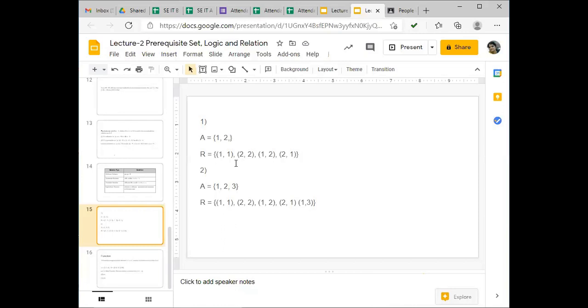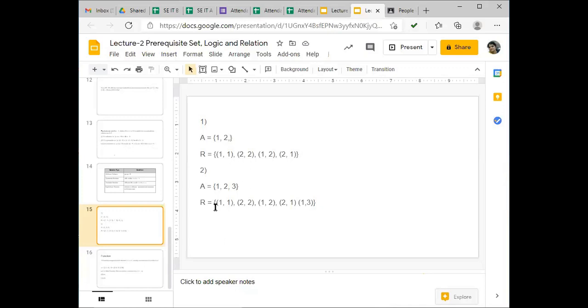Is it reflexive? I have here 1 and 2. 1 is related to 1, 2 is related to 2. So it is reflexive, right? What about symmetry? 1 is related to 2 and 2 is related to 1. Yes, it is symmetric. As you people already told, it is transitive. So it is equivalence, right? Very good. Fine, I think you understood this example.